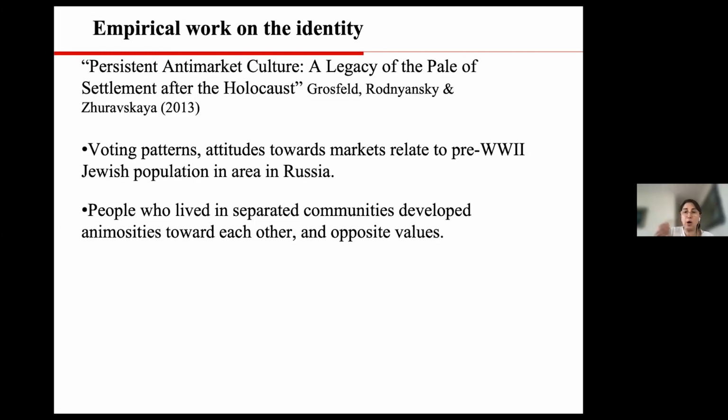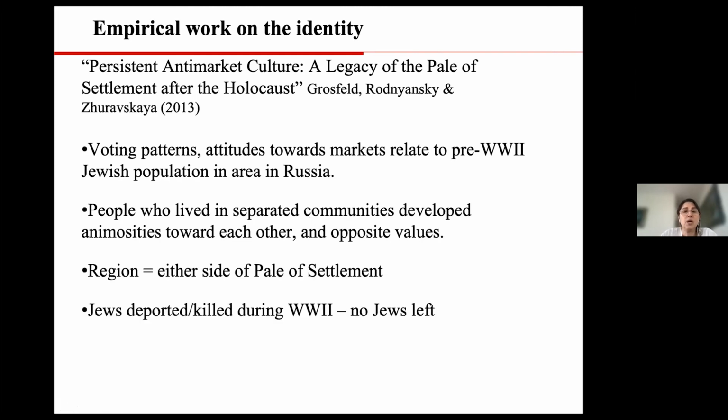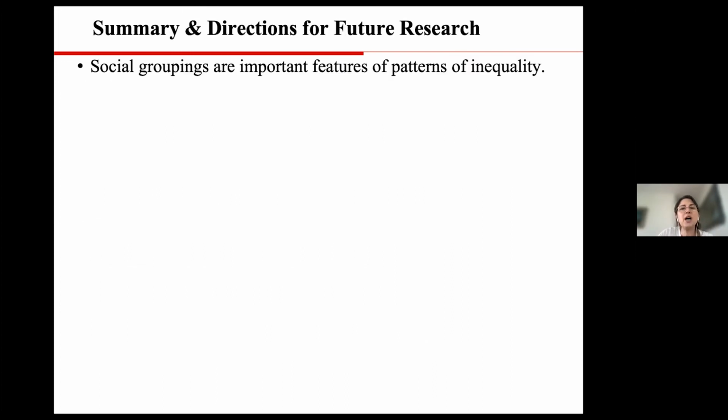And of course, after World War II, there's no more Jews. So you can see what the history of having these separated communities did. So the hypothesis is that people who lived in these communities developed animosities towards each other and therefore opposite values. So they looked at the region on either side of the Pale of Settlement. And then we look at this well past World War II, and there are differences in the attitudes on different sides of the border. So I'm going to stop.